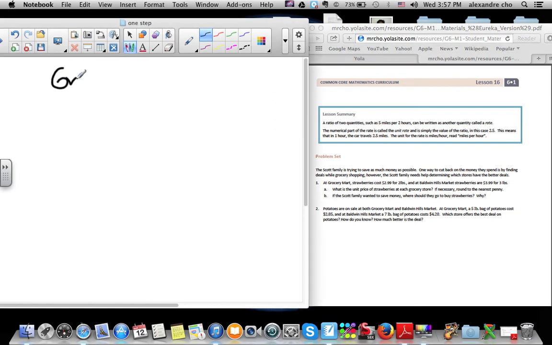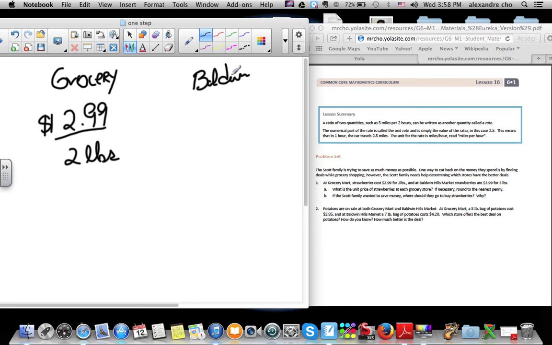At Grocery Mart, strawberries are $2.99 for 2 pounds. That's not a bad deal at all. Pounds. And where else? Baldwin. Baldwin is $3.99 for 3 pounds. Okay, so basically the question is, where should they shop if they want to save money?